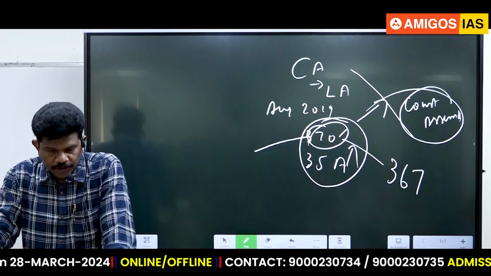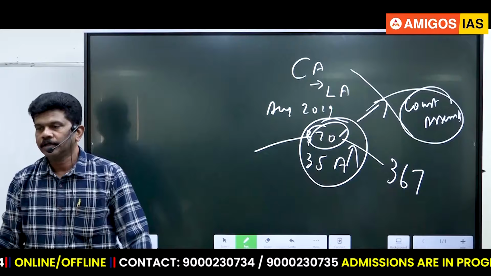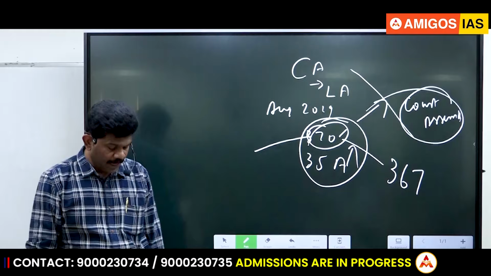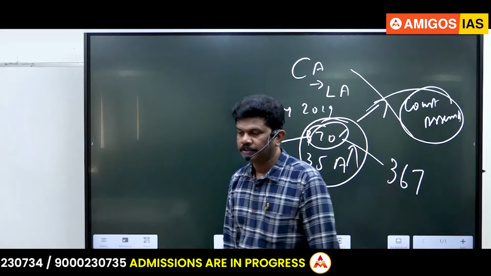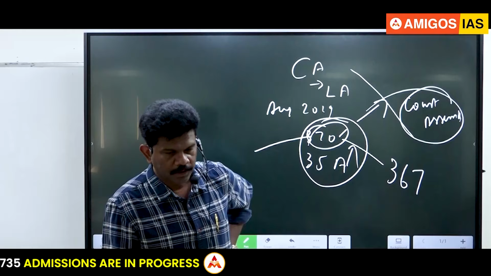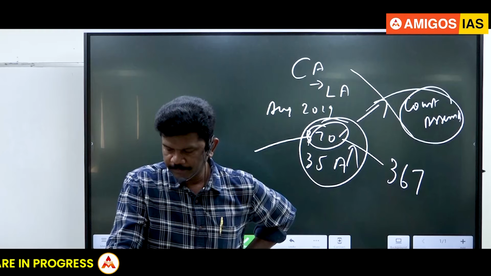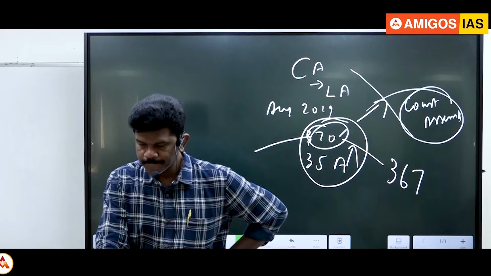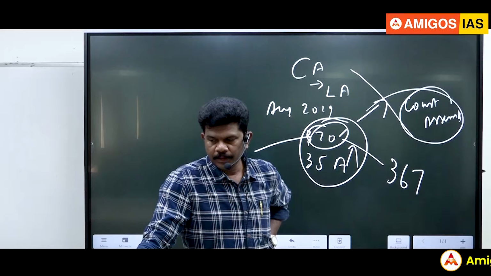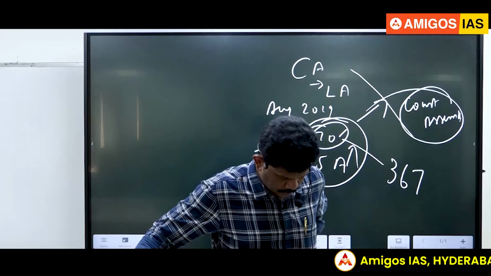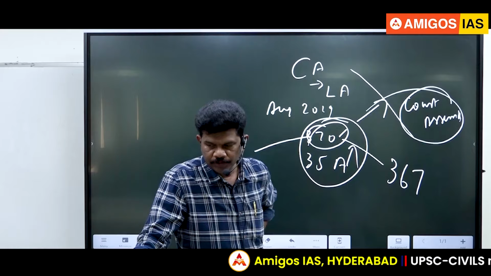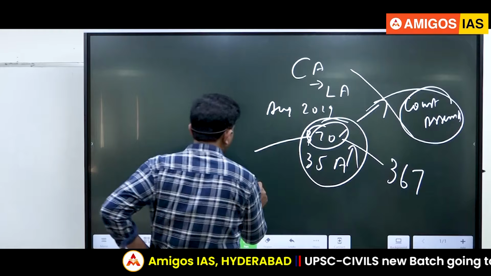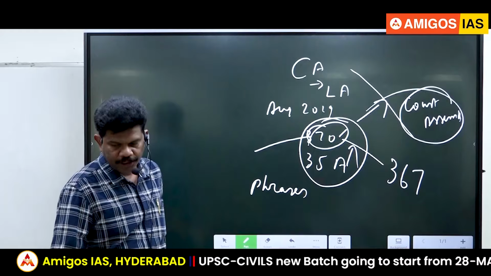Because Article 367 provides guidance on the interpretation of various provisions of the Constitution and sets out the rules for determining the meaning of words and phrases used in the Constitution.